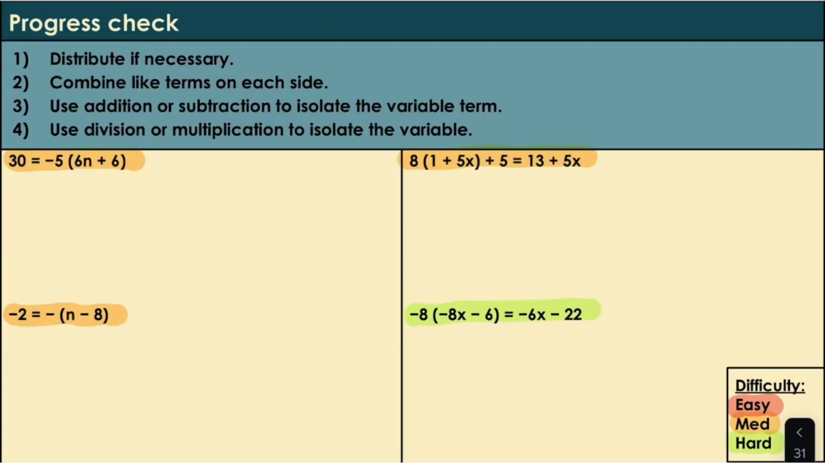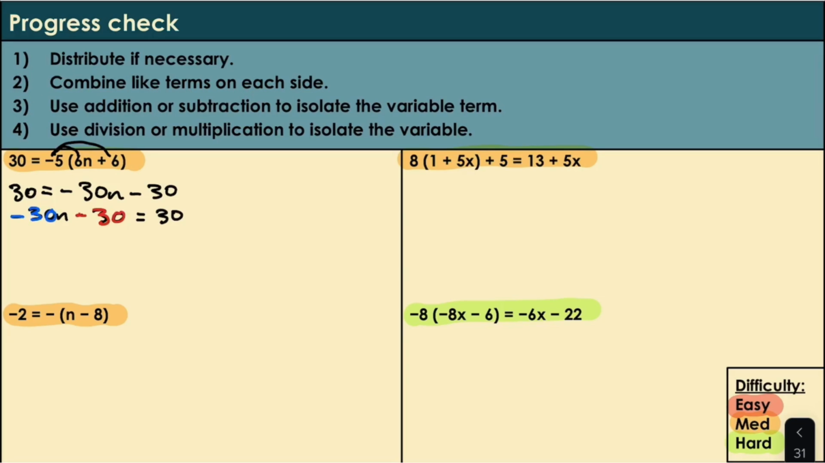Progress check. Have a go yourselves, then check your answers with mine. First up, we need to distribute. Negative 5 multiplied by 6n, negative 30n. Negative 5 multiplied by positive 6, negative 30. For simplicity, let's have the variable term on the left. Step 3, use addition or subtraction to isolate the variable term.